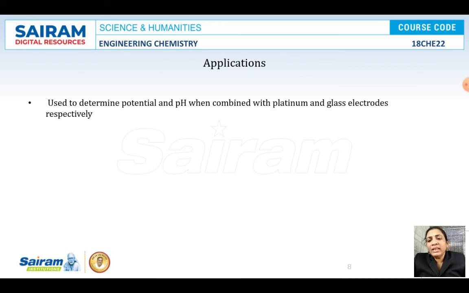You must write the reactions. When it is working as anode, show the liberation of electrons, and when it is working as a cathode, show the acceptance of electrons. Okay, and advantages are it is easy to construct and the potential does not vary, right? Applications are it is used in the determination of potential and pH when it is combined with the platinum electrode and glass electrode respectively, right?